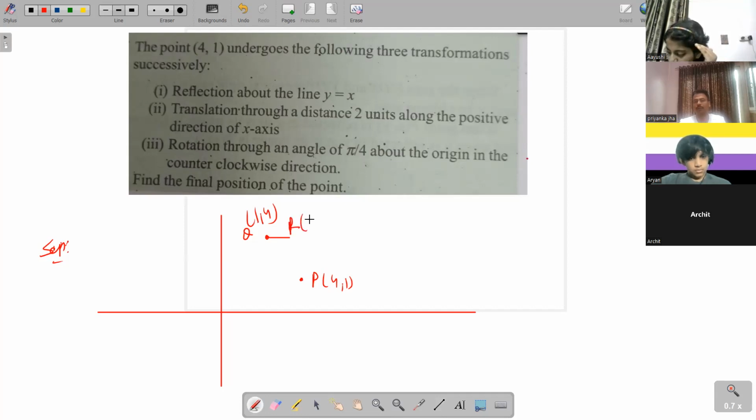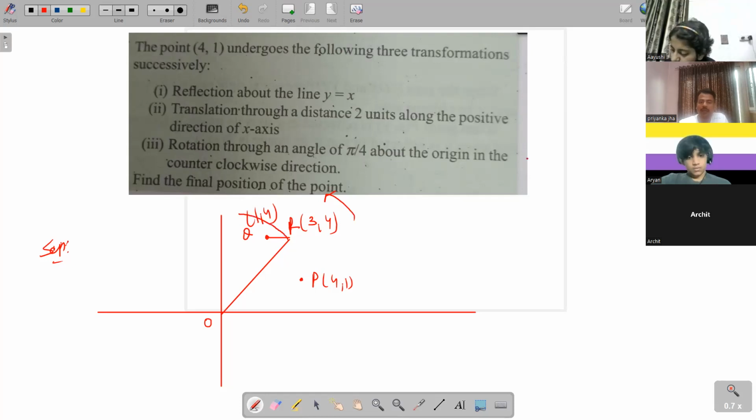So 1 will become 1 plus 2, 3. There will not be any change in the y coordinate. And then rotation through an angle pi by 4 about the origin in the counterclockwise, that means anti-clockwise. Now see, about origin, this is the origin. So just join this point. Now the question says you just have to rotate this OR by 45 degrees in anti-clockwise direction. So like this, like this.